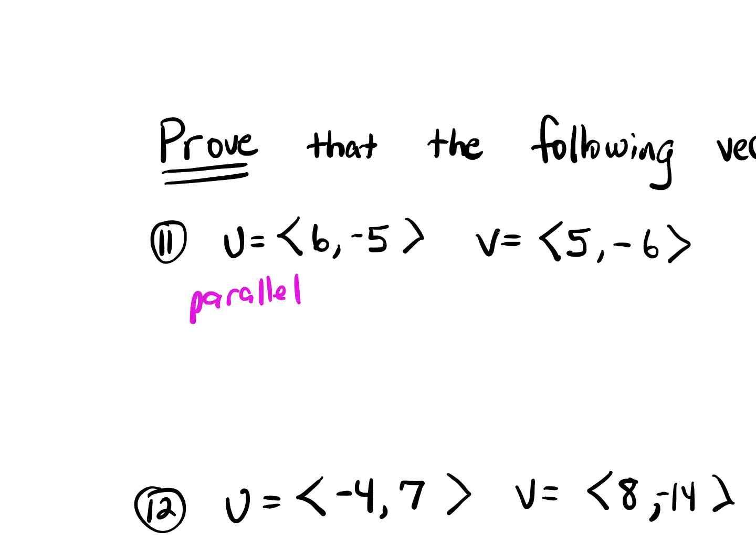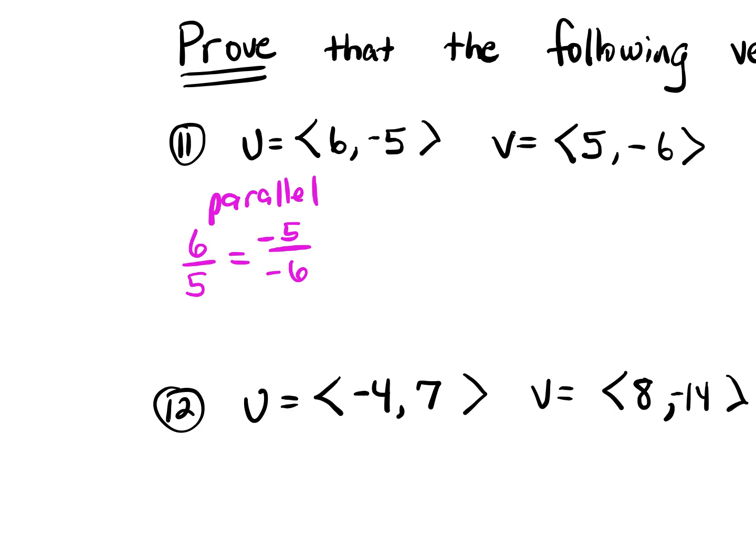So show me. You take the first part of vector 1 and put it over the first part of vector 2. Does that equal the second part of vector 1 over the second part of vector 2? No. If you need to simplify, 6 over 5, is that the same as positive 5 over 6? No. So let's try the dot product. Let's see if these are orthogonal.